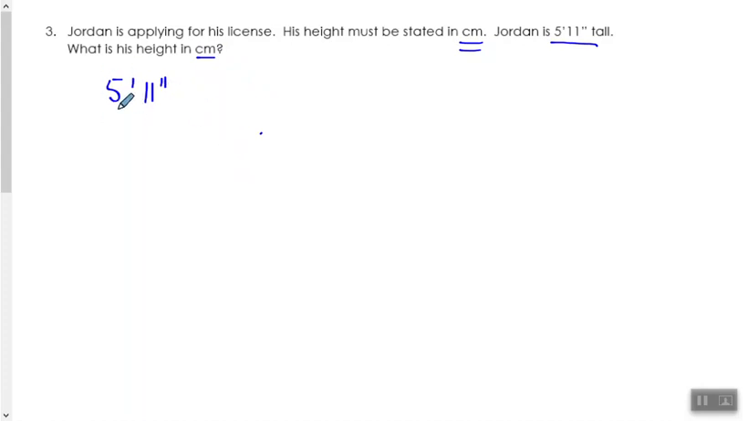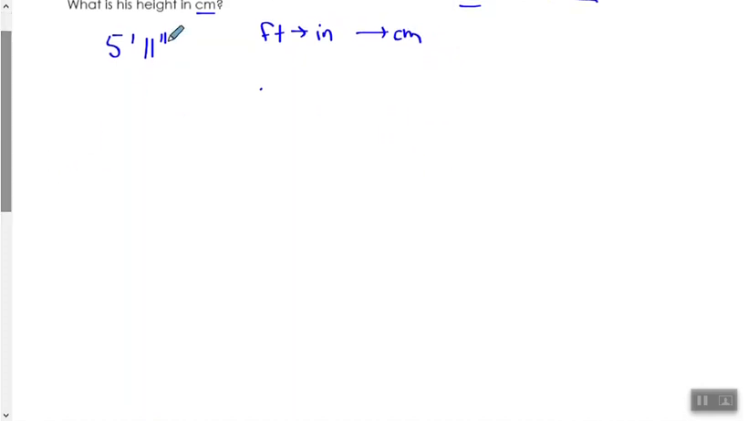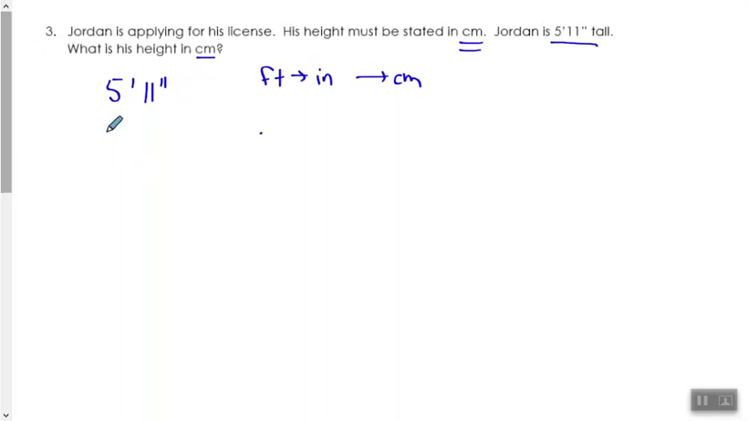Now remember, we don't have a feet to centimeters conversion. So what we will do, we're going to change our feet to inches, and we're going to take all of those inches and we are going to change them into centimeters from there. So first off, my 5 feet 11 inches. Now my 5 feet, if I want to find out how many inches that is, I could set up a proportion if I wasn't sure what to do.